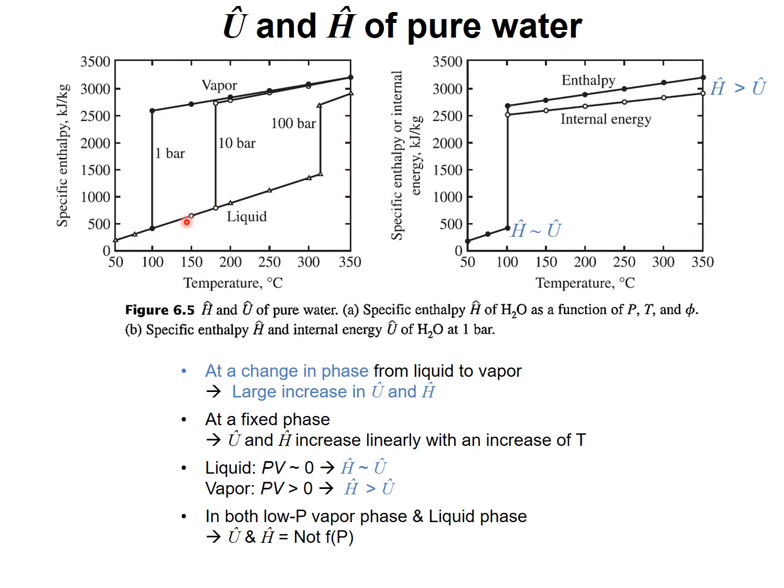One more thing. How about the low pressure vapor phase? Look at that. There is no big difference between 1 bar and 10 bar in the vapor phase, at relatively lower pressure. However, when you increase the pressure from 10 bar to 100 bar, you could find a significant decrease of the specific enthalpy. So again, in both the low pressure vapor phase, like 10 bar, 1 bar or something, and the liquid phase, the energy term is not a function of pressure.